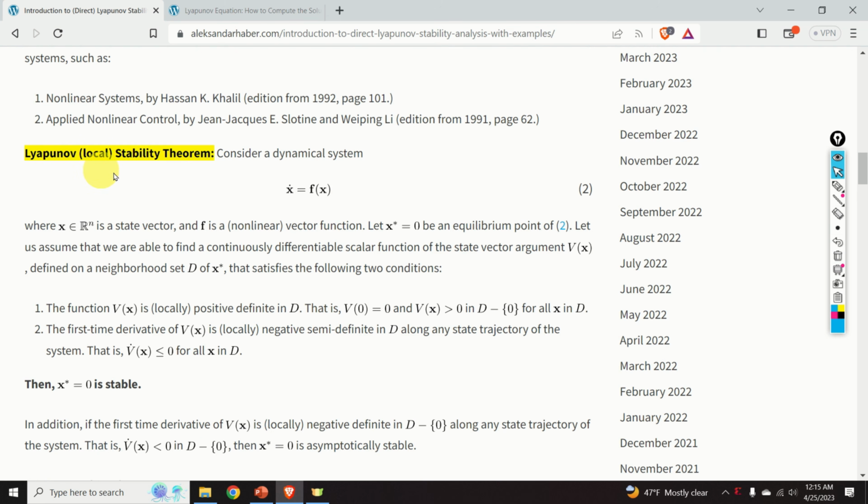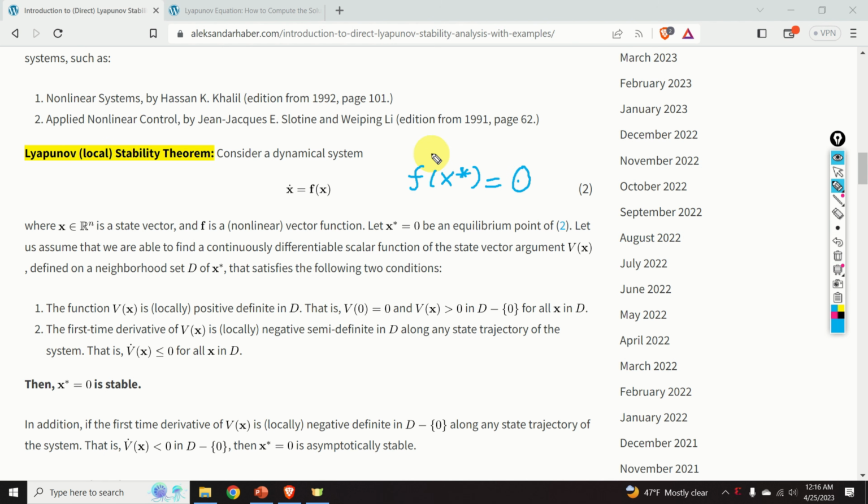Here's Lyapunov's local stability theorem, which is a reformulation from the first reference. We consider a dynamical system, x dot is equal to f of x. f is a nonlinear function of the state x. Let x star be an equilibrium point. That is, x star is a point for which f of x star is equal to 0.